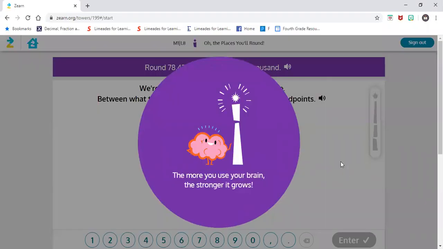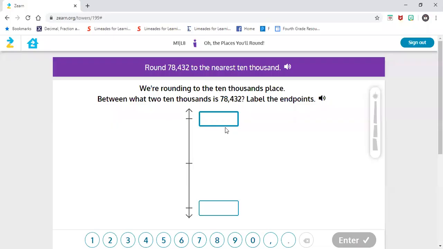So we're going to use our brain to round these numbers. All right, so we're rounding to the 10,000th place. So first I need to find my 10,000th place. I have a 7 in my 10,000th place. My 7 has two choices. Either my 7 is going to stay the same, and if it stays the same, it's going to be 70,000. Or my 7 can go up 1. So 7 plus 1 is 8, so it becomes 80,000. Those are my two endpoints.